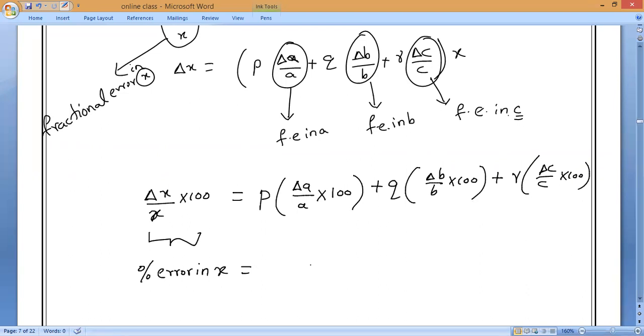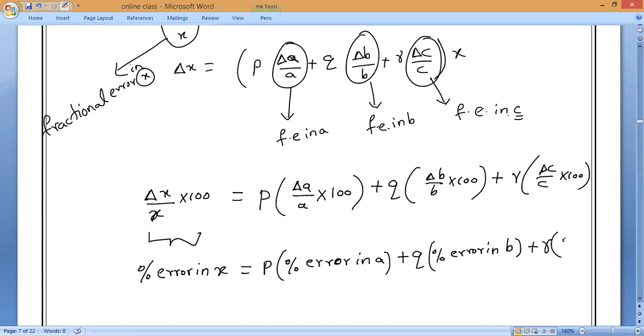Percentage error in X. Clear, everybody? Which is equal to p into the percentage error in A, plus q into the percentage error in B, plus r into the percentage error in C. That is what. Understand, Laksha?